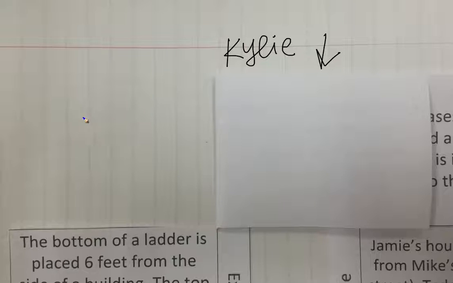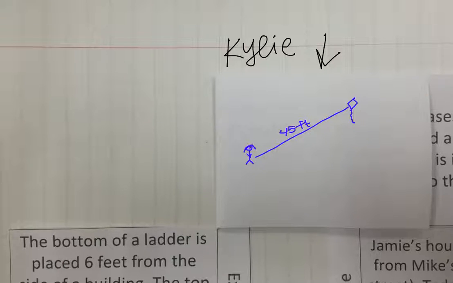Okay, so we've got Kylie let out 45 feet of kite string. Her kite is directly above a tree that is 20 feet away. How high is the kite? Okay, so we've got Kylie right here. Kylie's gorgeous with her blue hair. And she let out 45 feet of kite string. And here's her kite. So she let out 45 feet of kite string.